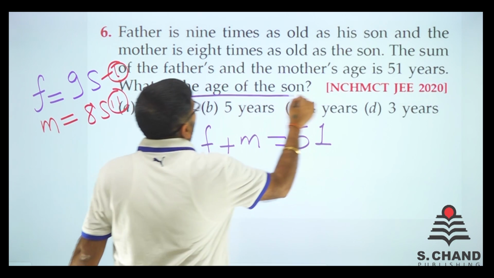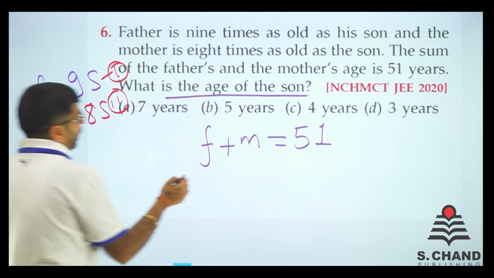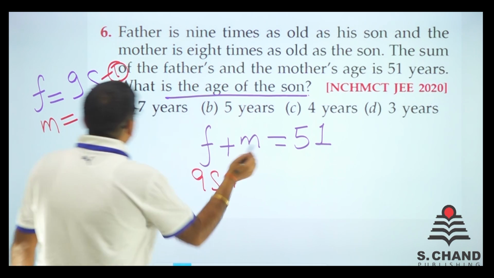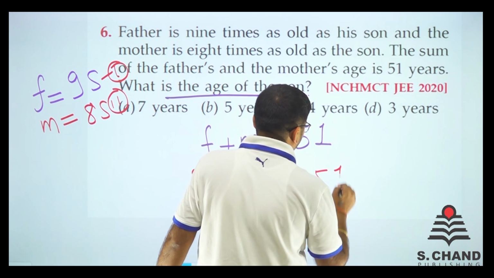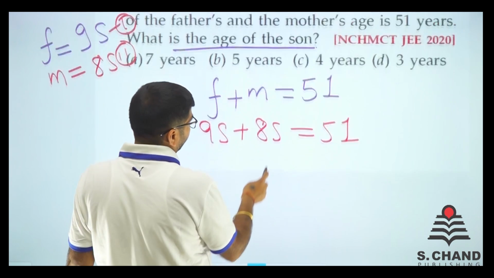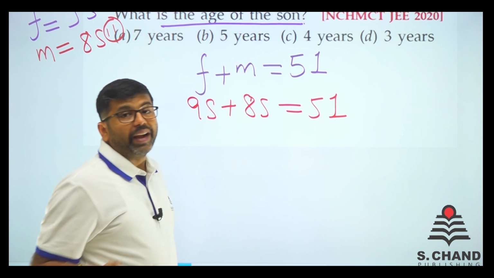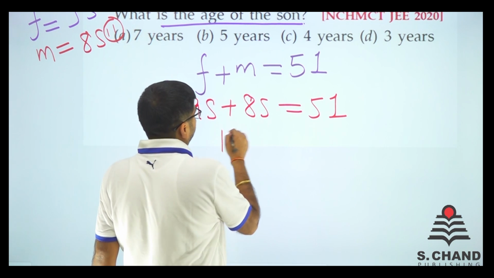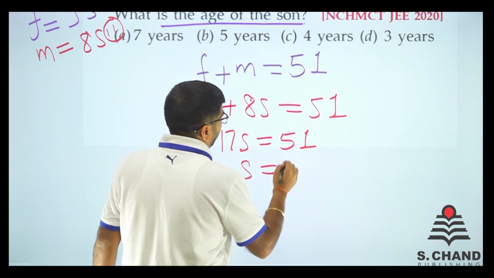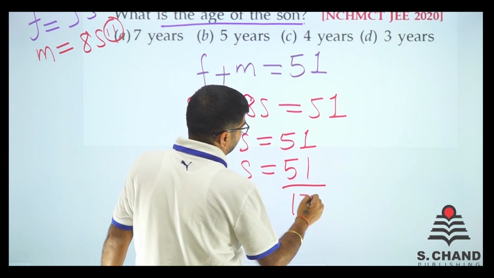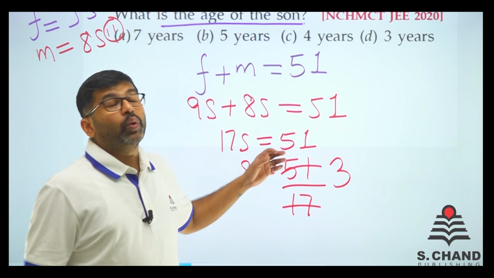What is the age of son? Very simple question, I guess. Instead of father, we will write 9S, instead of mother, we will write 8S, it comes out to be 51, right? So, S and S, we can add it directly, and 9 plus 8 is 17S is equal to 51. So, S is equal to 51 upon 17, it comes out to be 3. So, son is just 3 years old.